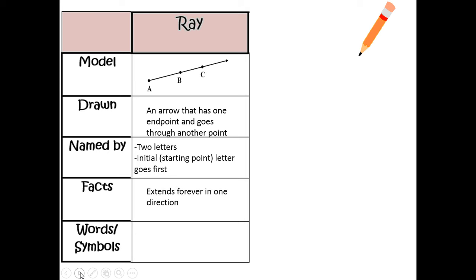It extends forever in one direction, so rather than 2 directions like a line, it's only going on forever in one direction. And in words or symbols, this ray we would call ray AB. It starts at A, goes through B. Or we could call it ray AC, starting at A and going all the way through C. They're both talking about the same ray.